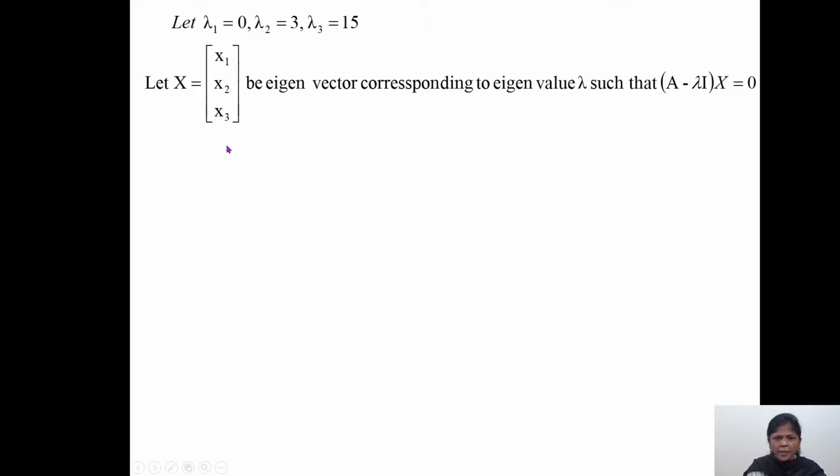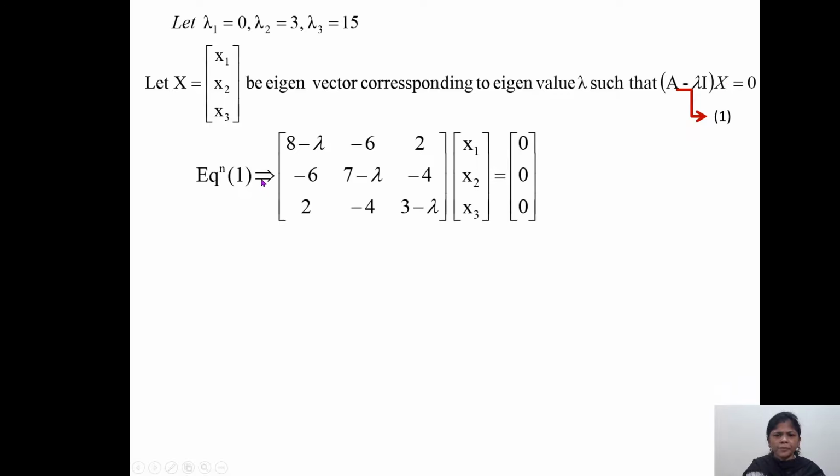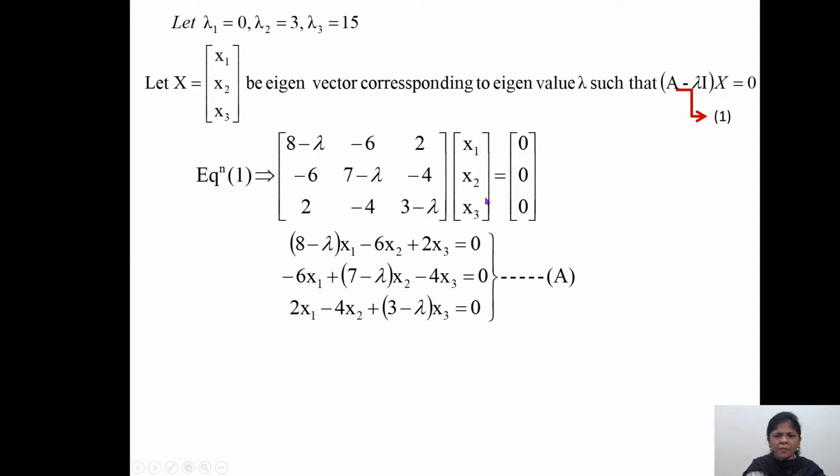Now the order of the matrix is 3 by 3. So let capital X be equal to, how many elements am I going to write here? 3 elements: x1, x2, x3. This is the eigenvector corresponding to the eigenvalue lambda, such that A minus lambda I times X is equal to 0. Now write down this equation by substituting A minus lambda I and substituting X. So we have this type of equation. Simplify this, multiply these two matrices, and equate with the right hand side. So we get the system of equations.